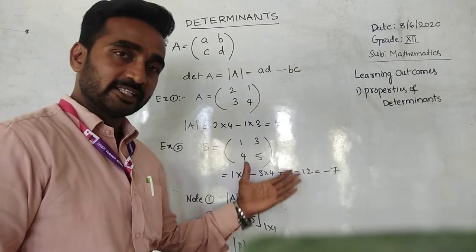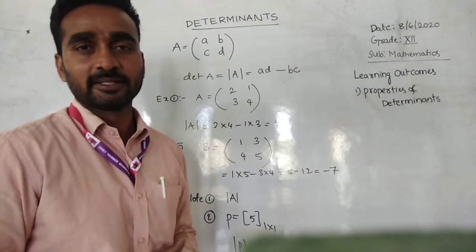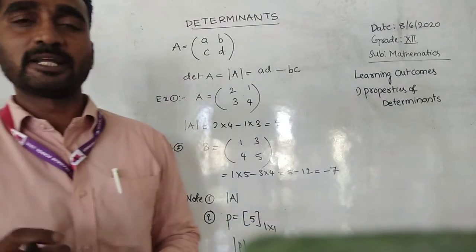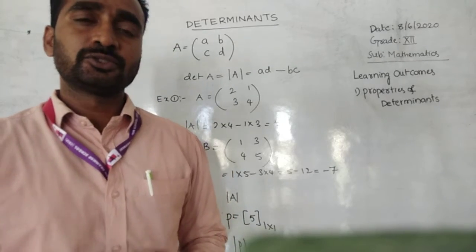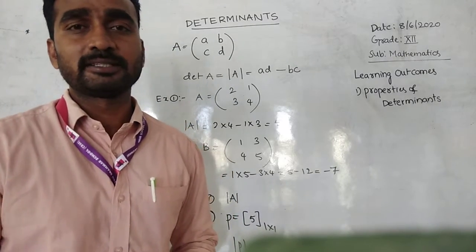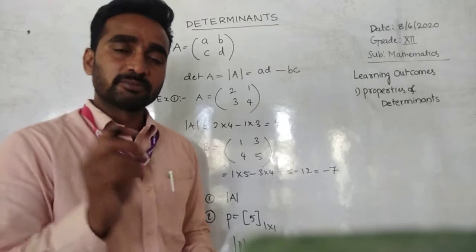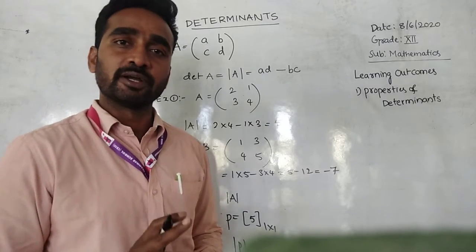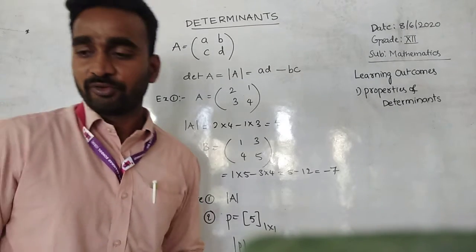And how to find the determinant of a 2 by 2 matrix is given. So next we will find how to find the determinant of a 3 by 3 matrix. Before finding the determinant of a 3 by 3 matrix, we have to know some definitions: what is meant by minor and cofactor. So we will discuss minors and cofactors.